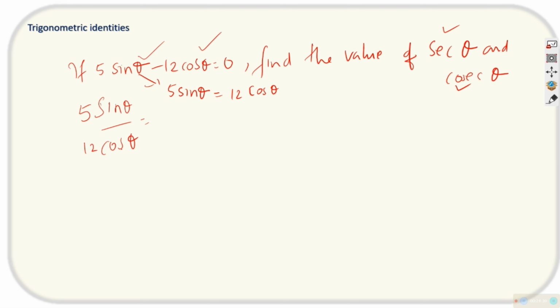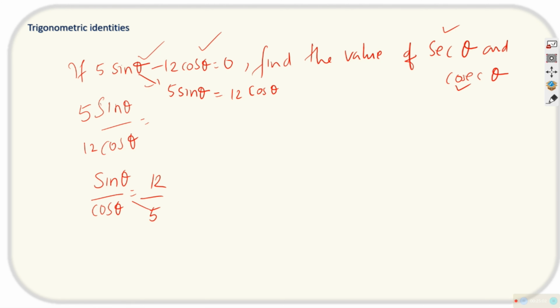Right? 5 sin theta and 12 cos theta. If I put it like this, 5 sin theta upon 12 cos theta. If I bring it like this, it is equal to 1. Or simply I can say that sin theta upon cos theta is equal to 12 upon 5.